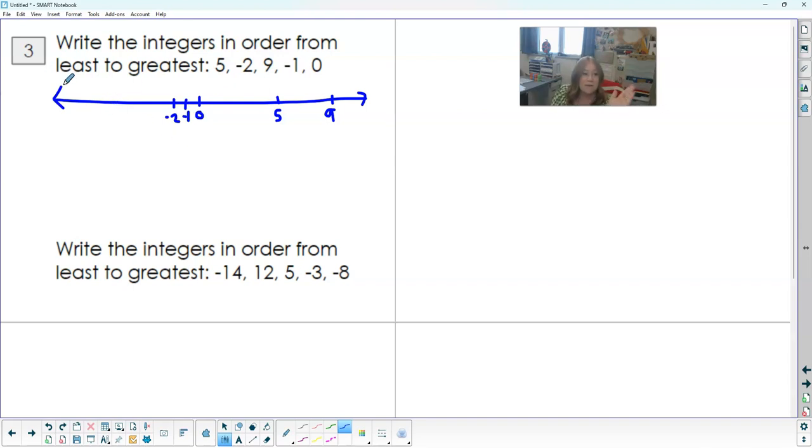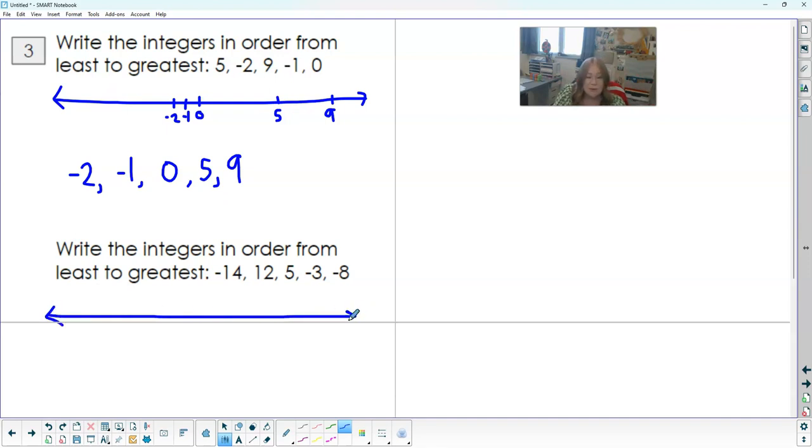So now we're just going from least over here to greatest. So I can just write these in order. So I have negative 2, negative 1, 0, 5, 9. So my number line helped me do that problem really easily. So let's try this next one.